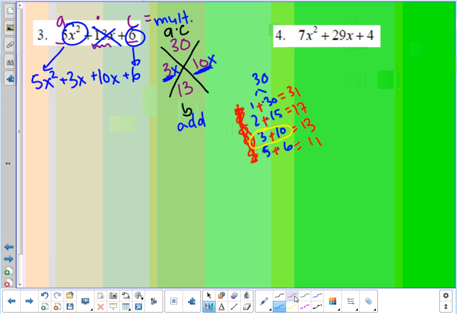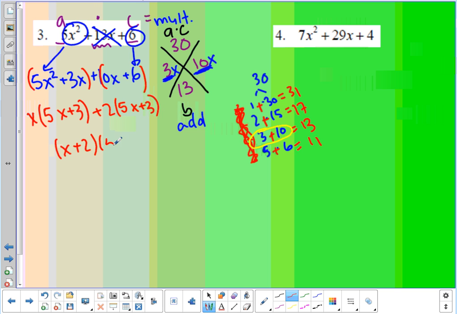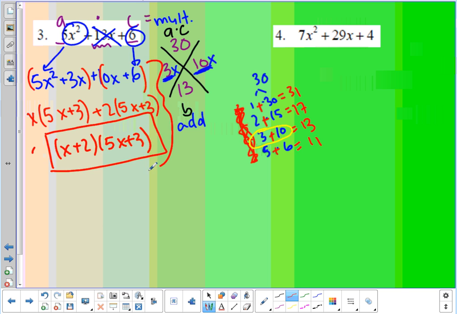Now factor by grouping. When I factor by grouping, I put this in a group and I put that in a group. So from the first group, I can take out an x, which leaves me with 5x plus 3. From the second group, I can take out a 2, which leaves me with 5x plus 3. And look at that. I am now in factored form. So once you get to that point where you've split the middle term, then it's just the same as what we did yesterday. All of that factoring by grouping ends up being the same.